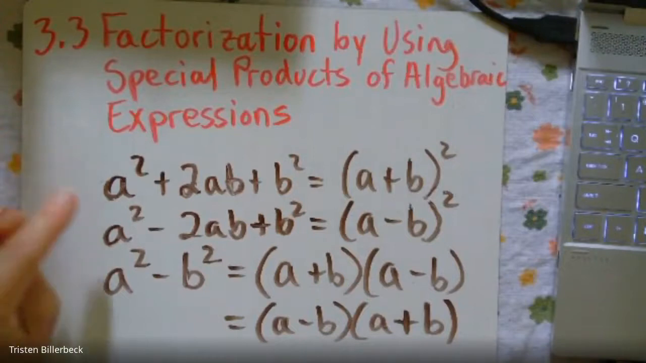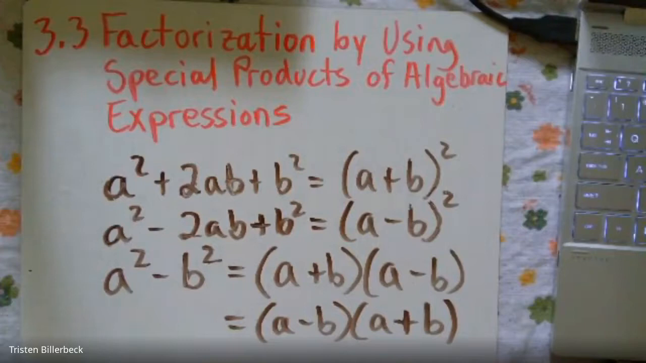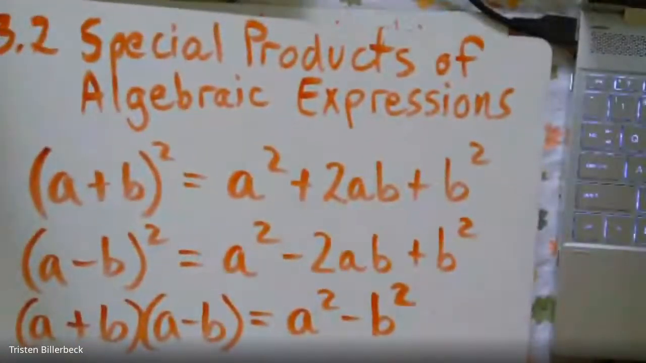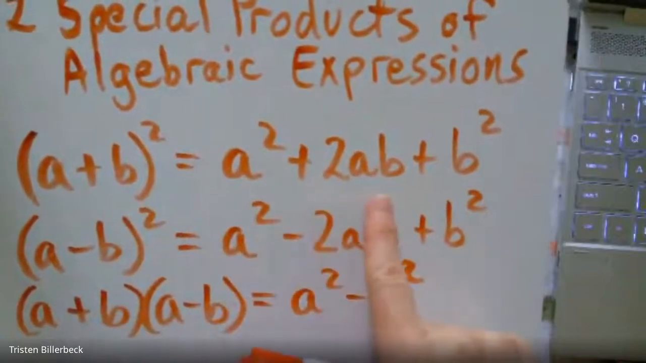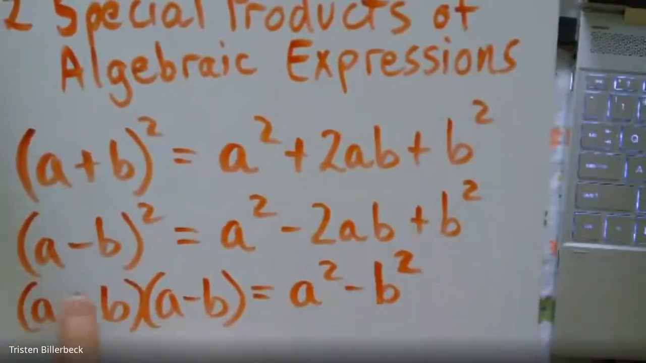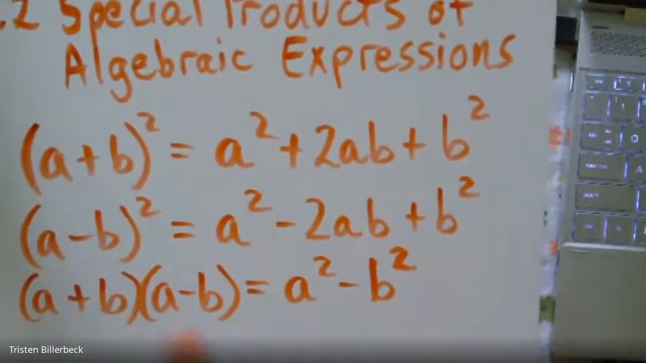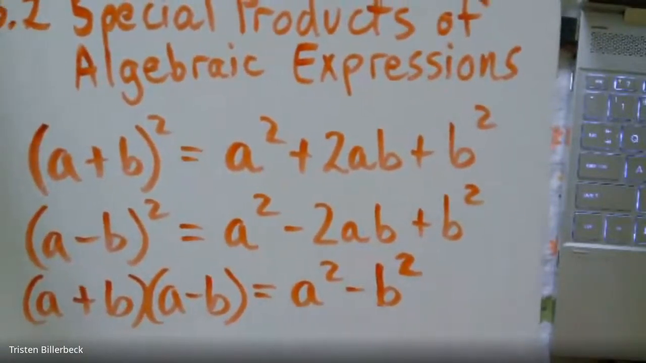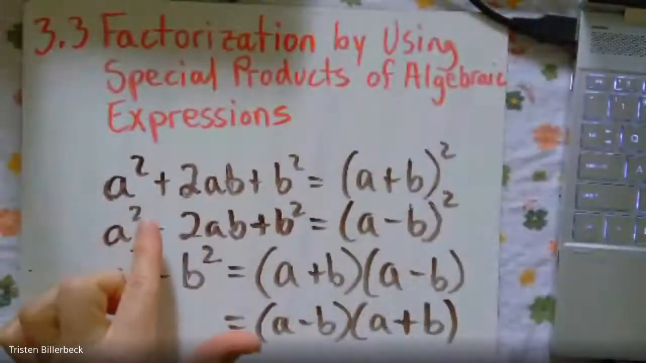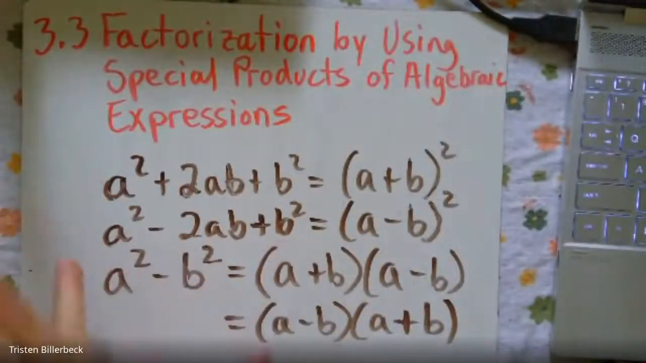We're going to talk about 3.3 factorization by using special products of algebraic expressions. So we're going to talk about going the opposite direction now. Before, we learned about going the forward direction with the special products. If you remember special products, we had a plus b squared is a squared plus 2ab plus b squared. Now we have it expanded out and we're going to factor them. So this is the opposite direction.